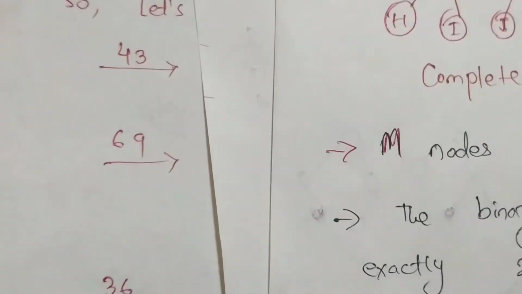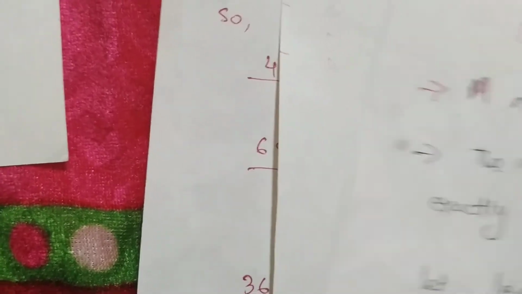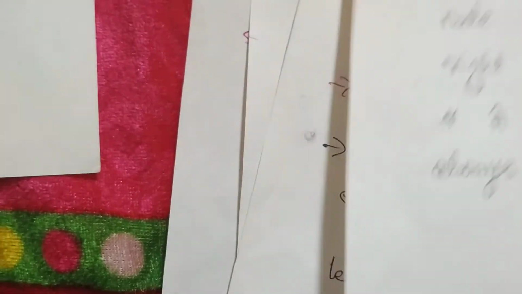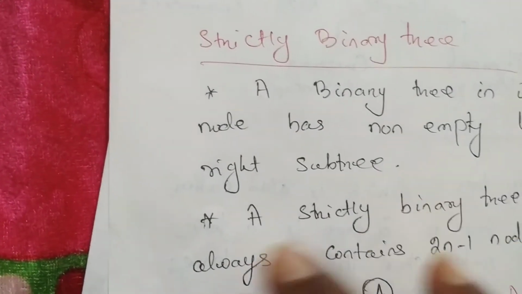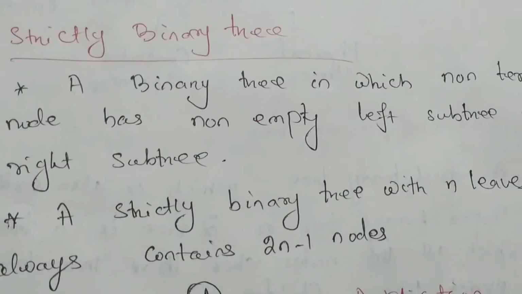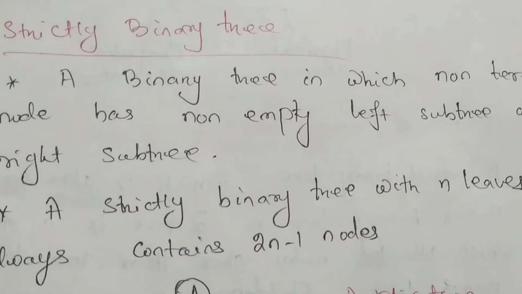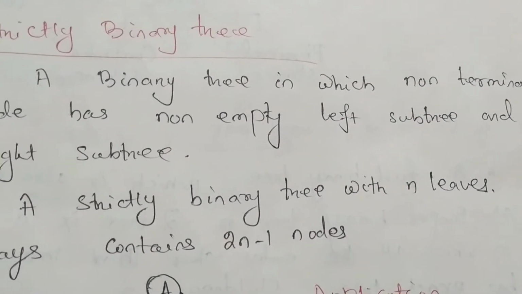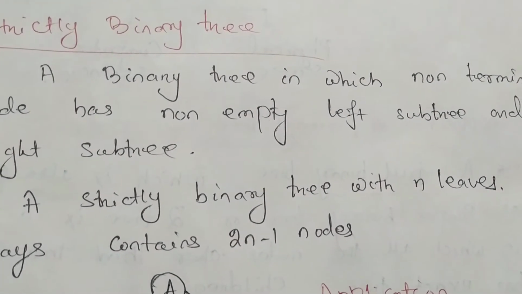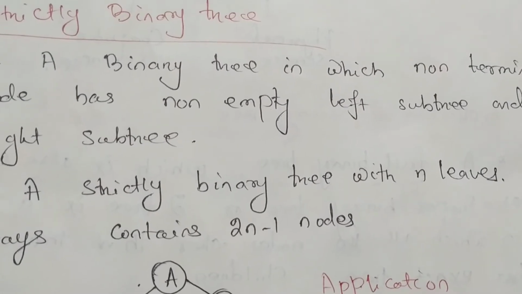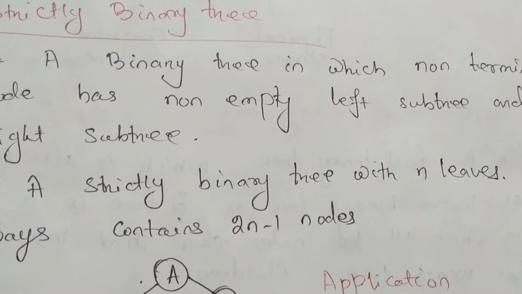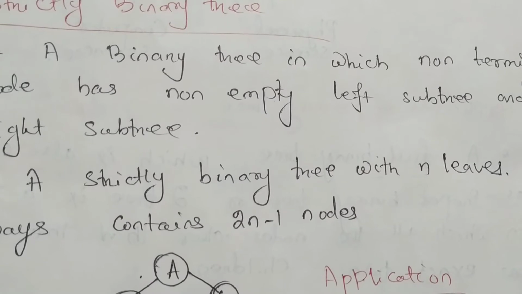Then after that we will study what a strictly binary tree is. Here you see, the complete binary tree is finished, then the strictly binary tree. So what is the definition of a strictly binary tree? A binary tree in which the non-terminal node has a non-empty left subtree and right subtree. That's a very good definition. So what is a non-terminal node?